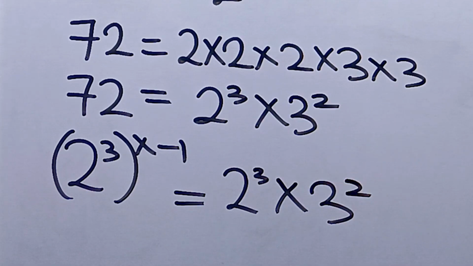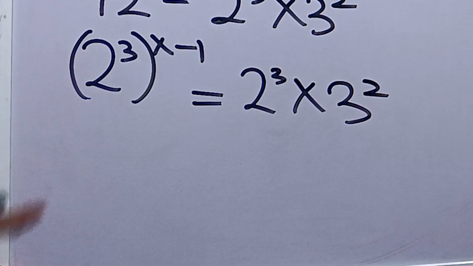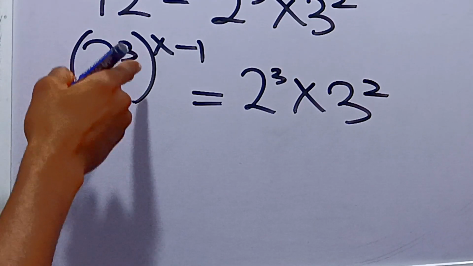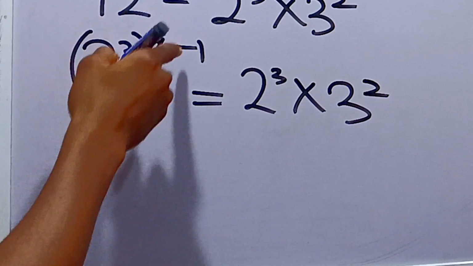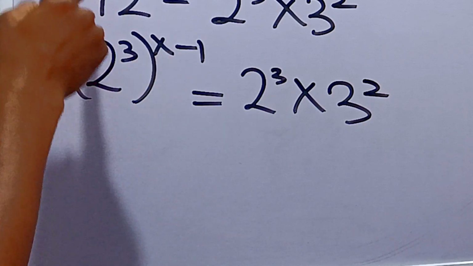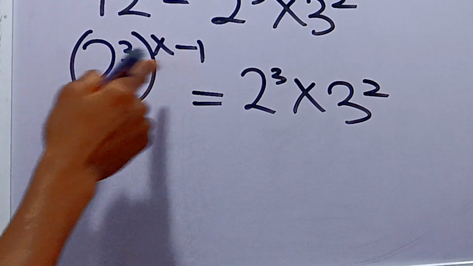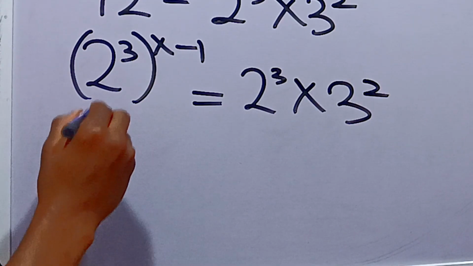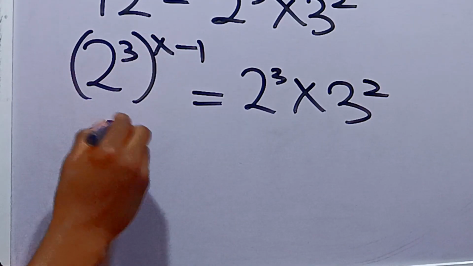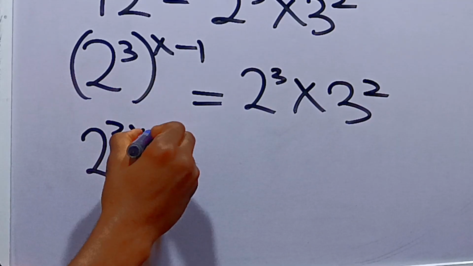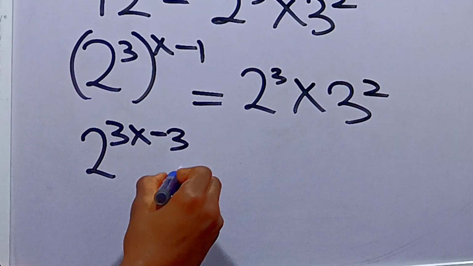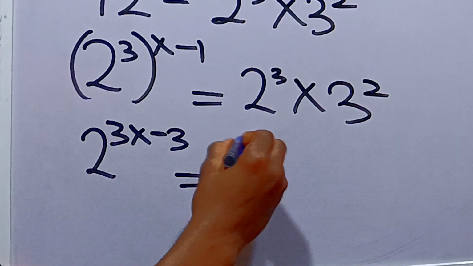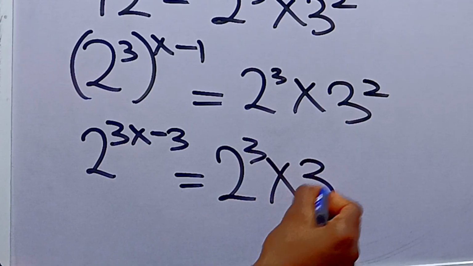Now, moving on from here, when you have a number raised to a power, raised to another power, you multiply the two powers. So this is 2 raised to the power 3, raised to the power x minus 1. So you multiply 3 times x minus 1. This gives 2 raised to the power 3x minus 3 times 1, which is 3, to be equal to 2 raised to the power 3 multiplied by 3 squared.